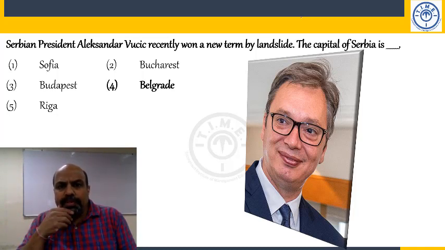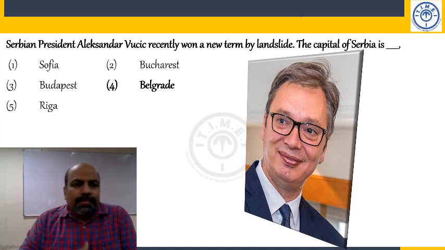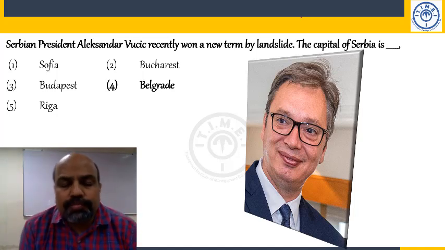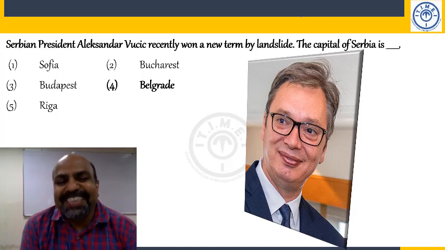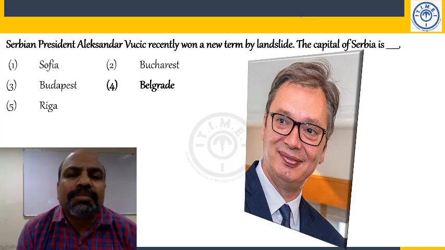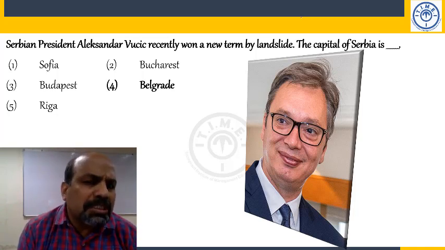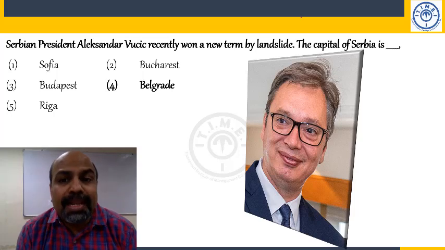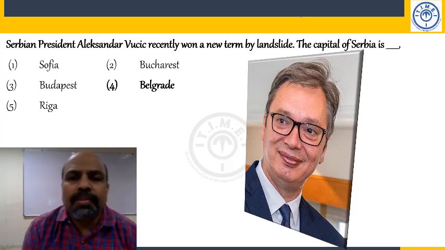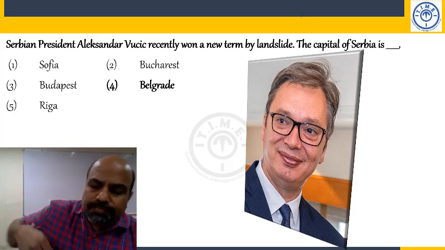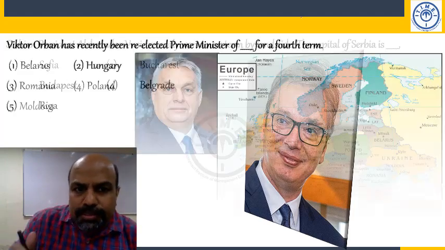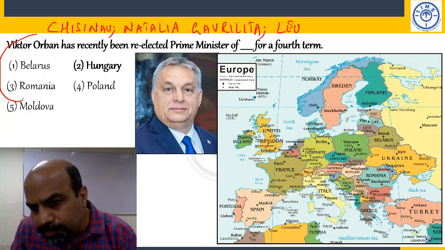Again, Eastern Europe. Serbian President Aleksandar Vučić, you can say Vukic also, recently won a new term by a landslide, which is anything massive. The capital of Serbia is Belgrade. This is Serbia. See this entire region.